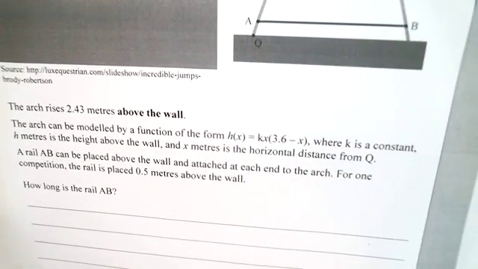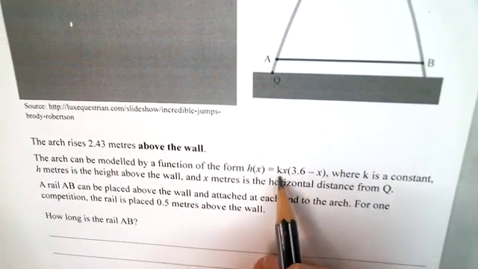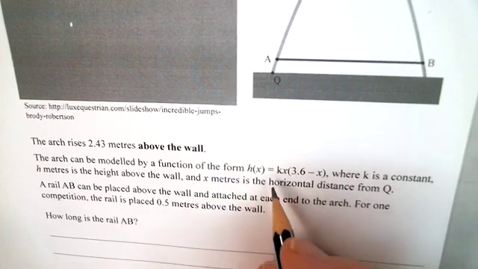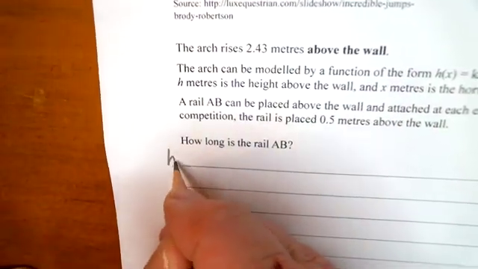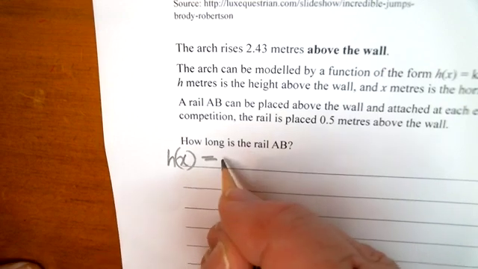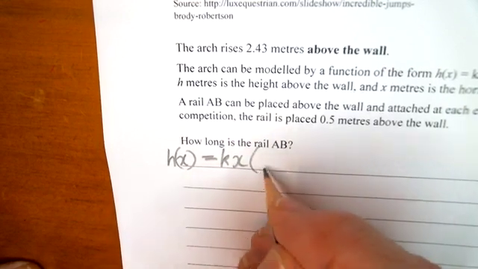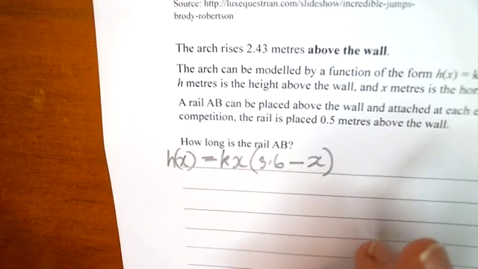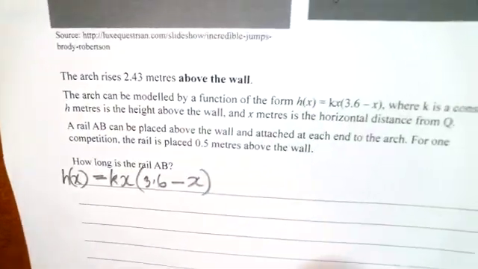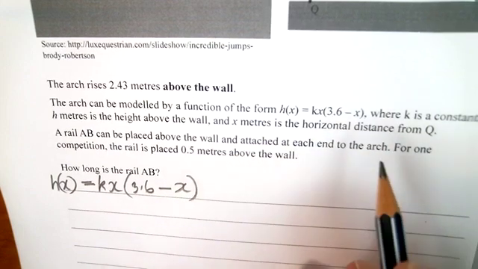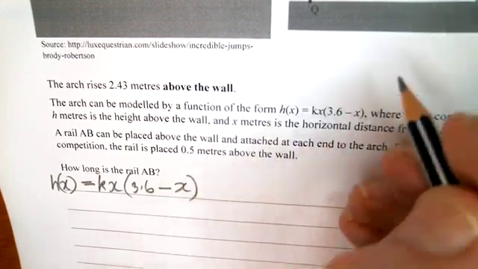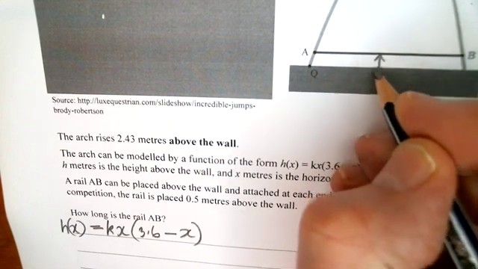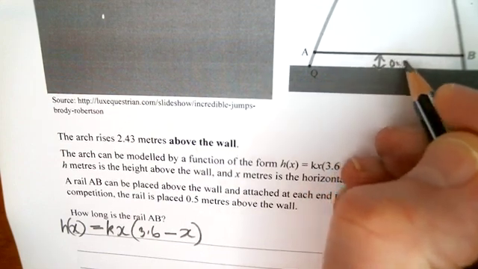There it is. And we've got an equation here, which is h of x is equal to, in fact, I'll put it down here. So h of x is equal to kx times (3.6 minus x). All right, and we're told it's got a bar which is 0.5 meters above the wall. So here's the wall, and this distance here, the distance between there and there, is 0.5.